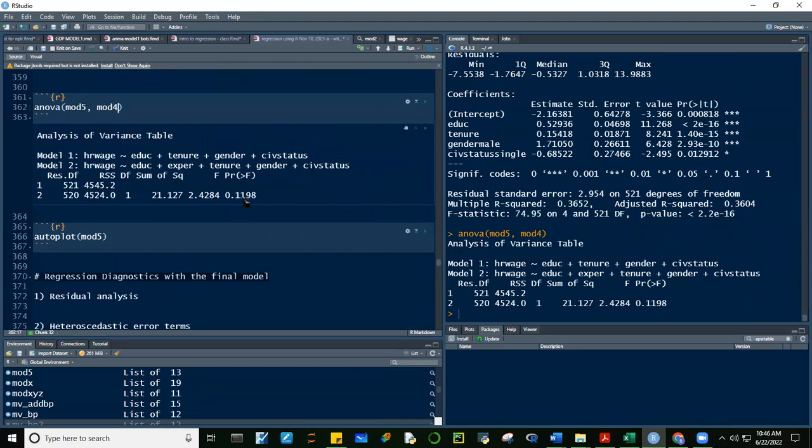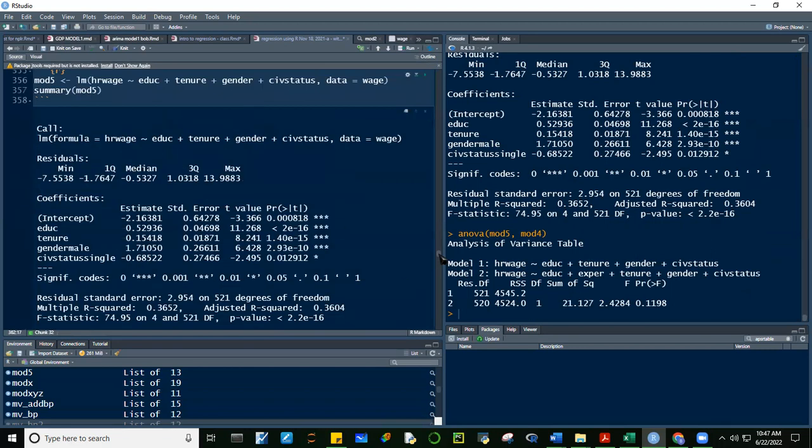Okay, 0.118, 1198, anong conclusion natin? We failed to reject the null hypothesis that the restricted model, the one with the fewer explanatory variables, is better. So, mas maganda nga si model 5. And that ends our regression, guys. Kasi, lahat sila significant. Wala nang leading variable.